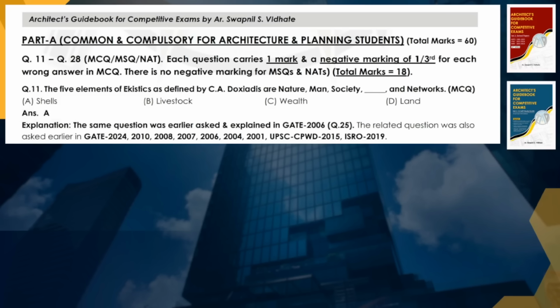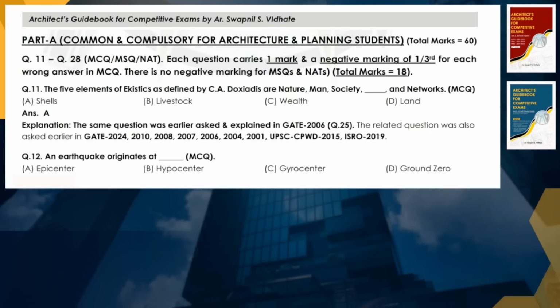So as I said in the beginning, achieving 1 mark was not easy one, because you have read the theory related to this equistics multiple times in the previous year question paper as well as in the set 2 of Architect's Guidebook. The next question, question 12, again it was related to the previous year question paper.